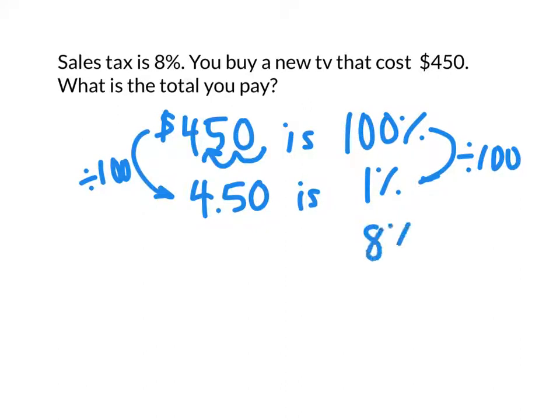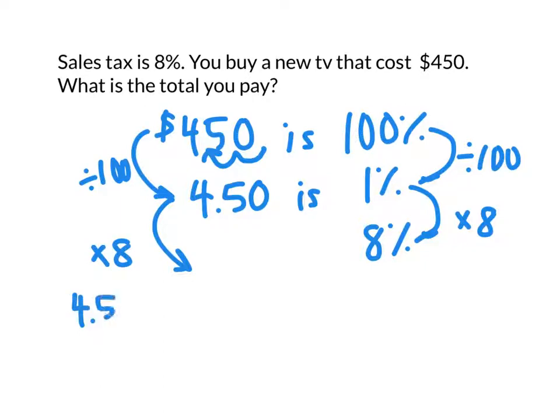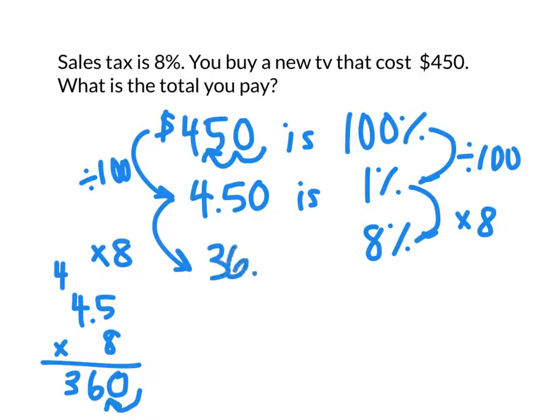Okay. And now I need to get to 8%. So in order to go from 1% to 8%, I'm going to times by 8. So I'll have to do some work off to the side. $4.50 times 8. All right, when I do that multiplication, I get 360. I'm going to add in my decimal point. So since 4.5 had one place value, I need to add in one place value. So that means that $36 is 8%, and that's my tax.